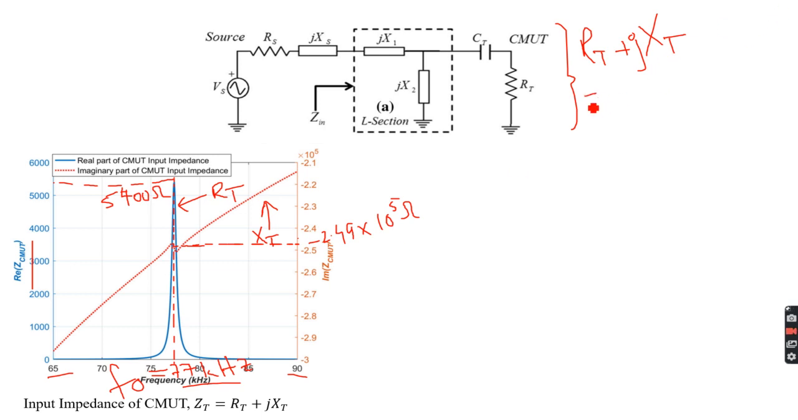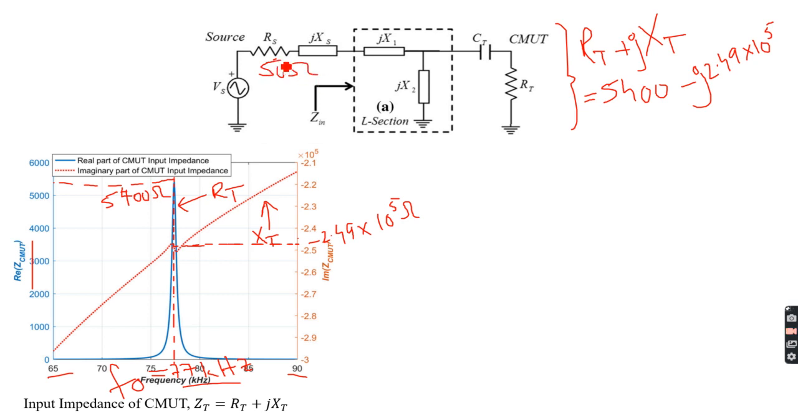So you have seen from, let's say, the measurement or simulation that RT is about 5400 minus j 2.49 × 10^5. So that's my input impedance of CMOS, and that doesn't match with a 50 ohm, let's say, function generator, which I'm going to use to drive CMOS as a transmitter. So yeah, I have a problem.